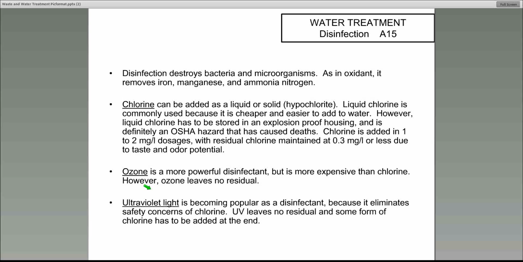I think I mentioned this before. Some people say, well, why don't you just use ultraviolet light and forget about chlorine? Well, if you use ozone and ultraviolet light, you still have to use some chlorine after that to keep the residual, because you have to maintain a residual of 0.3 or less to make sure you're killing bacteria in the water distribution system.